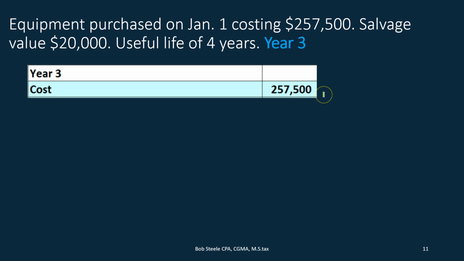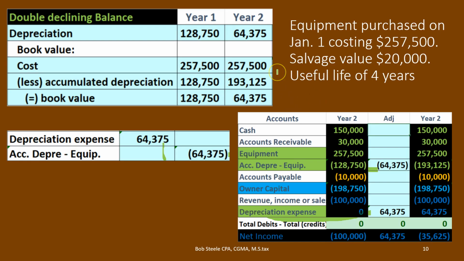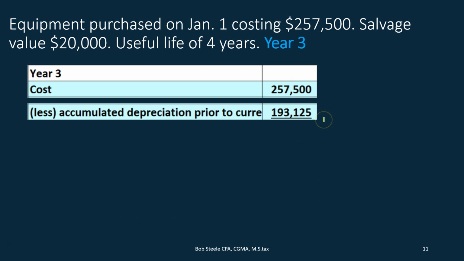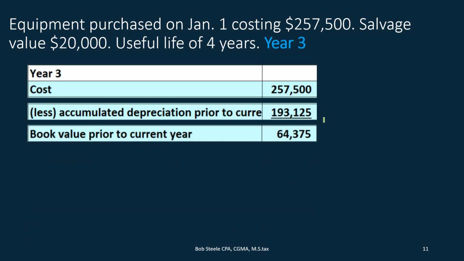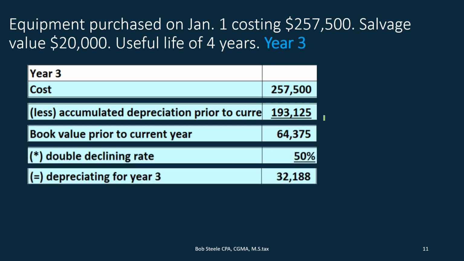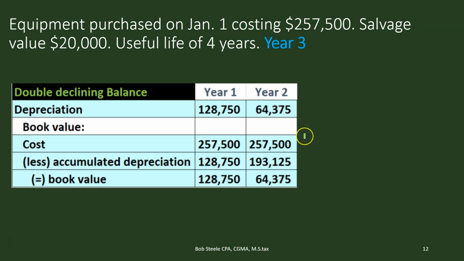So we're going to have to get that 257.5, and that's going to be the cost less the accumulated depreciation, which is the 193,125, gives us a book value before the year 3 depreciation is calculated. Then we're going to multiply that times the 50%. That will give us the depreciation for year 3. It's now going down to 32,188. So if we look at our table, here's where we were at the end of year 2.